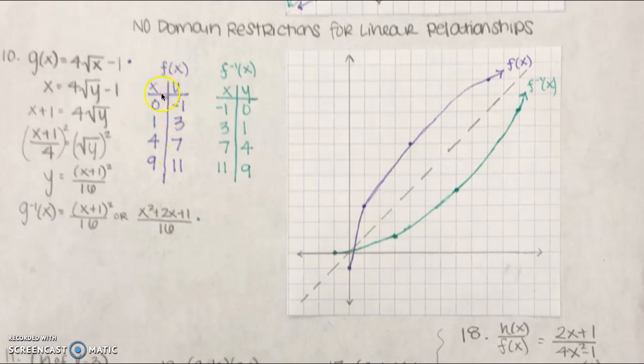Then to graph, I picked values for x. I picked ones that were easy to take the square root of, plugged them into this original equation, and then got my y values. So that's the easiest way to graph. So that would be the purple function that I just graphed. And then in order to graph the inverse, all you have to do is switch the x and y's. So that's all I did here, switch the x and y's for my original table to get the green graph.